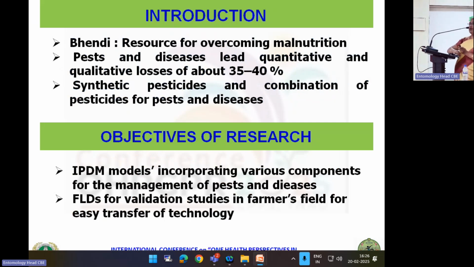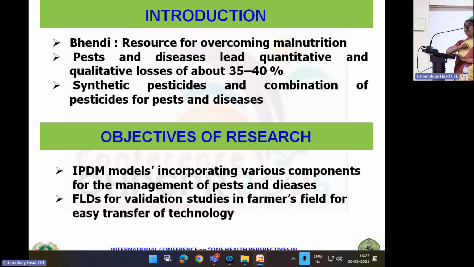As we all know, Bendi is a very nutritional crop for overcoming malnutrition. The farmers, mostly in districts like Theni, Madurai and Salem, are cultivating it vastly. But although there are a lot of CO varieties, they are preferring hybrid varieties for high yield. Even the breeders are concentrating on yield rather than pest and disease resistance.